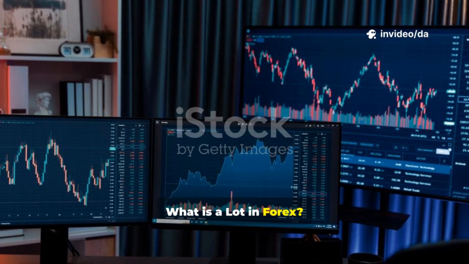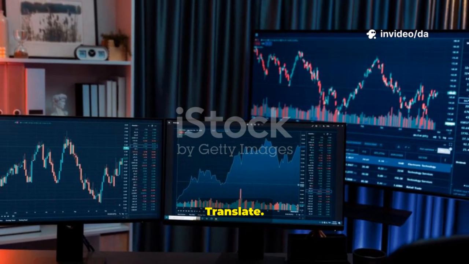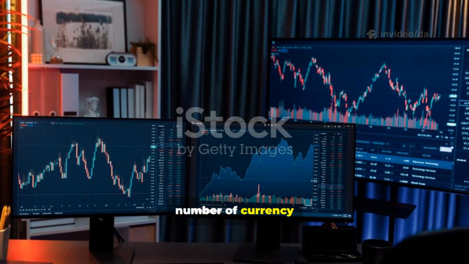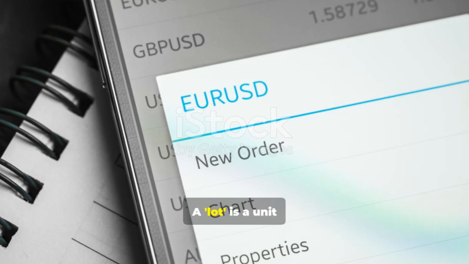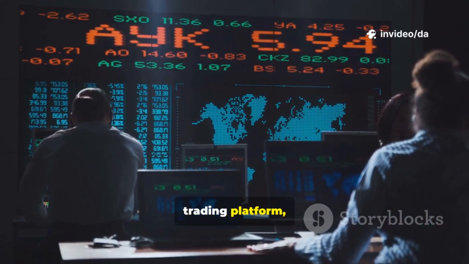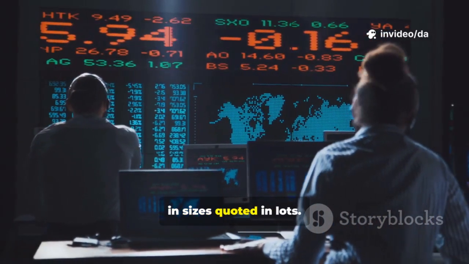What is a lot in Forex? Forex is commonly traded in specific amounts called lots, or basically the number of currency units you will buy or sell. A lot is a unit measuring a transaction amount. When you place orders on your trading platform, orders are placed in sizes quoted in lots.